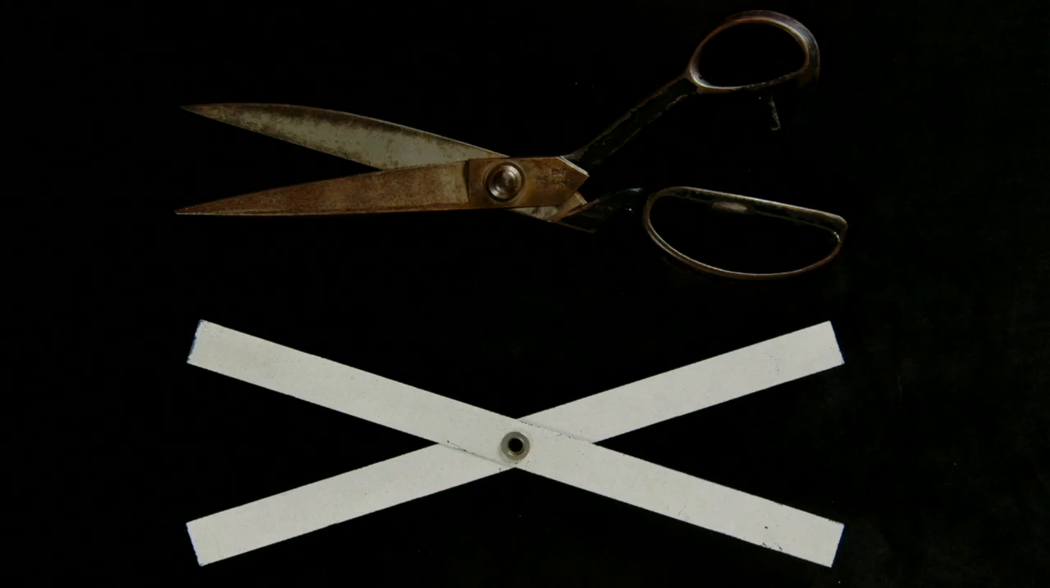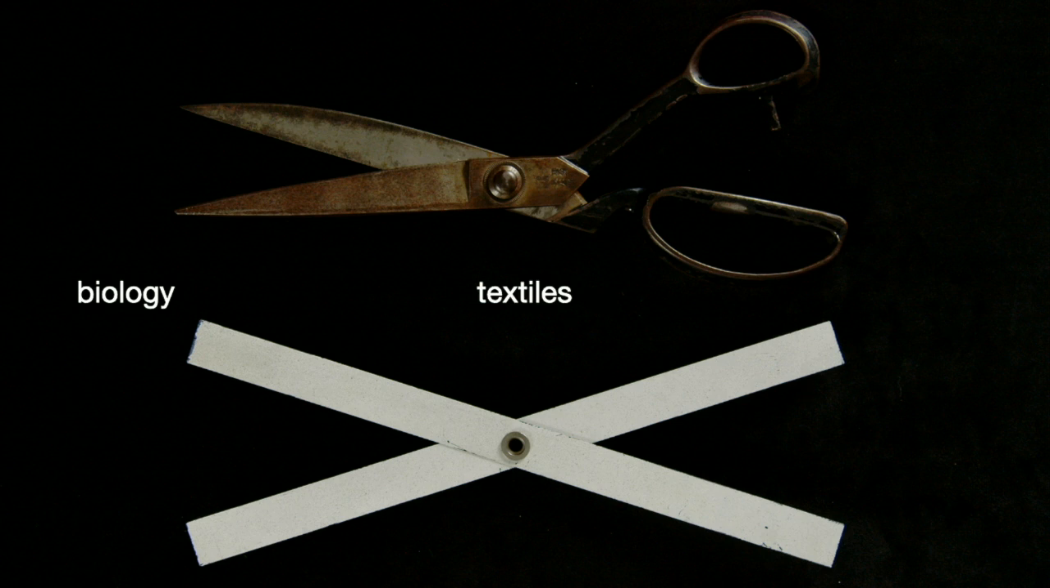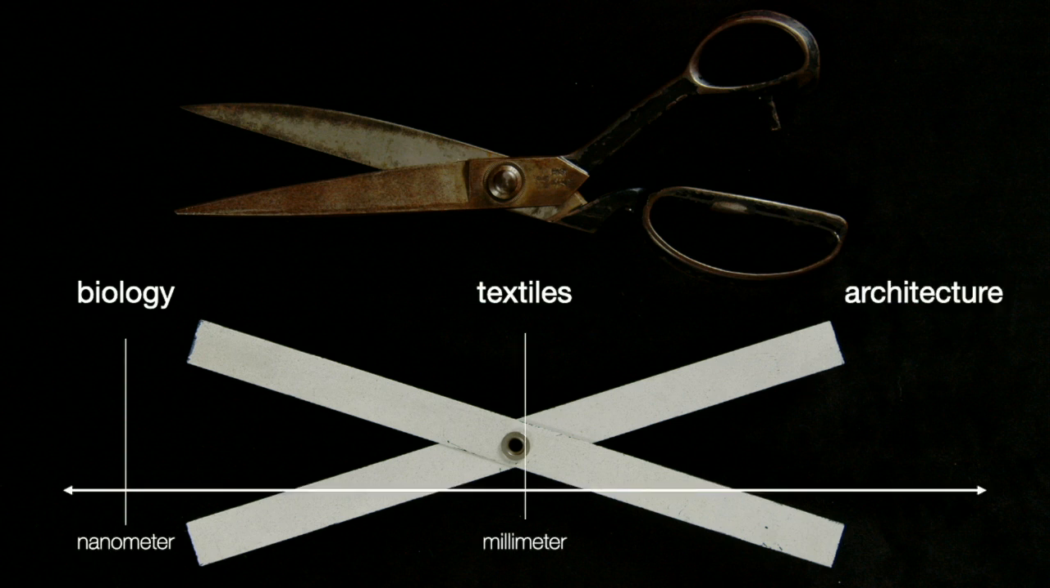Now, I've looked at this scissor mechanism in a variety of different contexts, in biology, in textiles, and in architecture. Already, I think you can see something interesting, which is that these systems span over 10 orders of magnitude in size, from the smallest to the biggest. Let's begin with the smallest, biology.